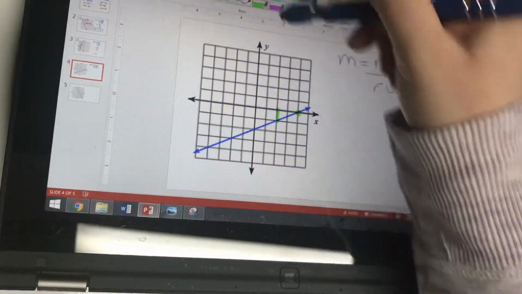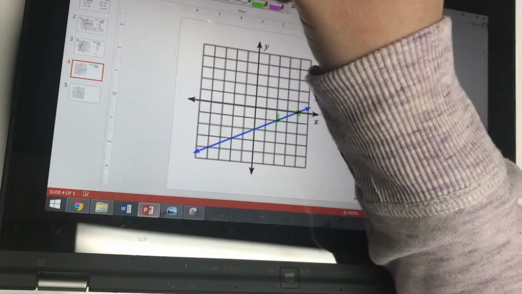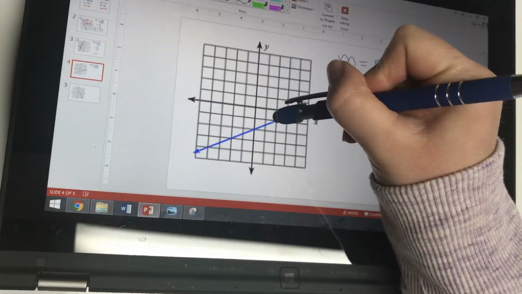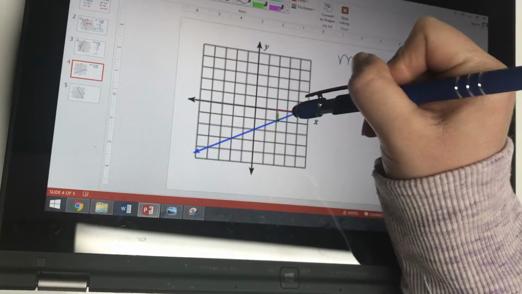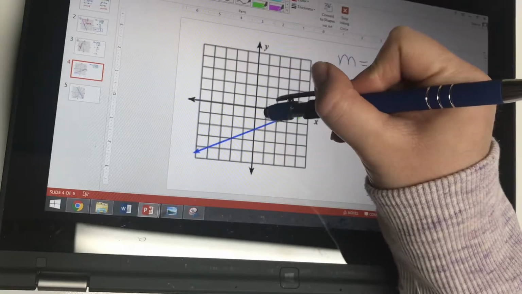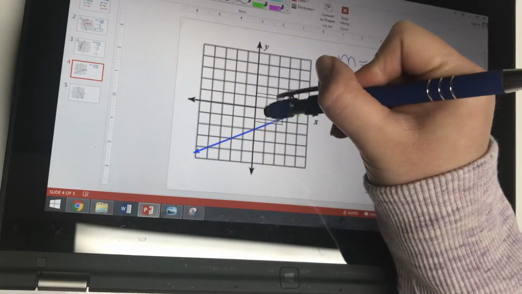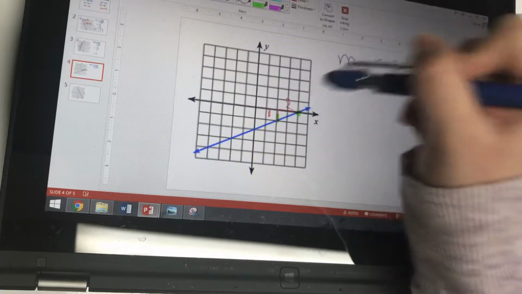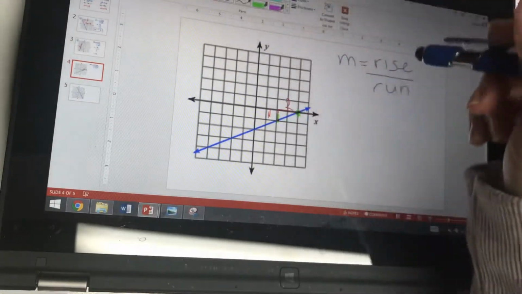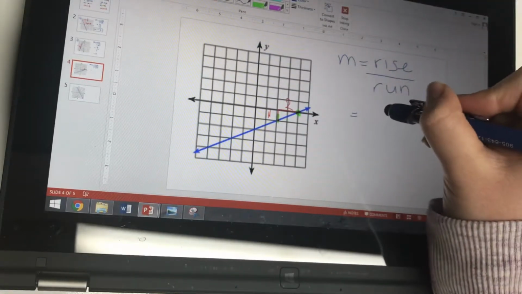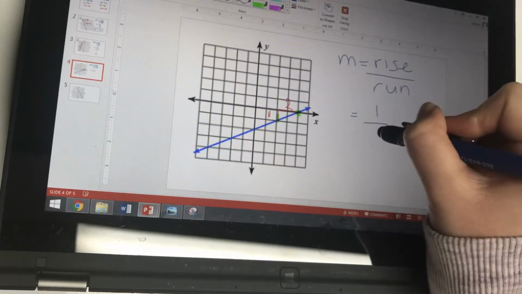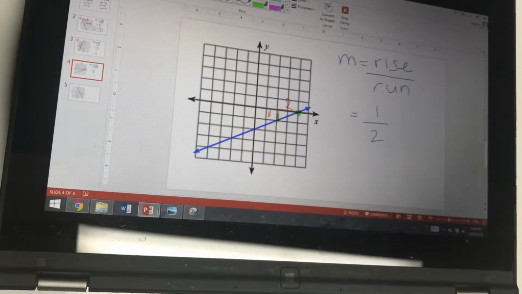So I'm going to look at my rise and my run. So it looks like I'm rising just 1 unit and I'm running 2 units. So I'm going to substitute that into the equation. My rise was 1 unit and my run was 2 units. And it's positive because it's going up that way. So that's it.